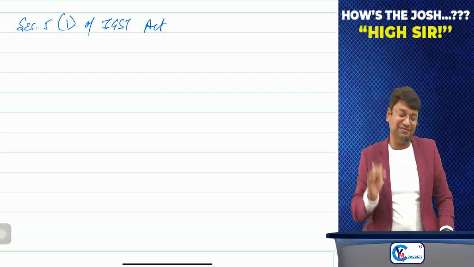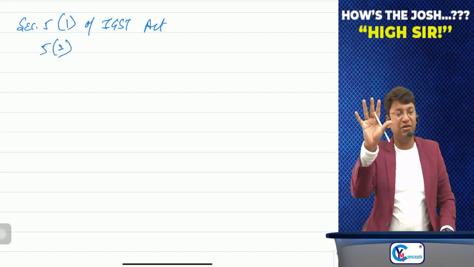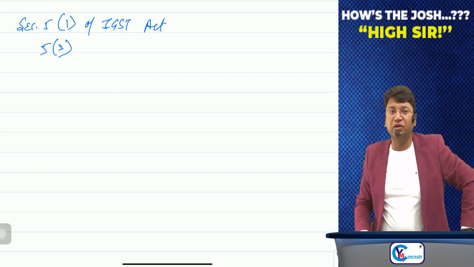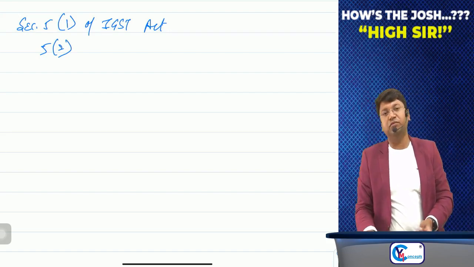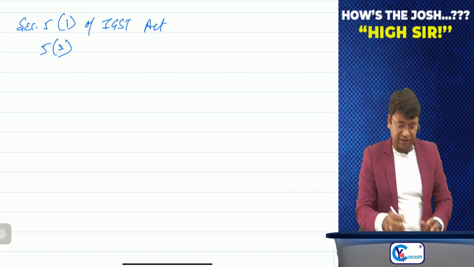It shall be payable by a taxable person. Section 5 subsection 2 says that 5 goods: petroleum crude, high speed diesel, motor spirit commonly known as petrol, aviation turbine fuel, and natural gas. These are the goods which are kept out of the GST till the GST Council recommends them to be included in GST. As of now, these goods are not leviable to GST at all.